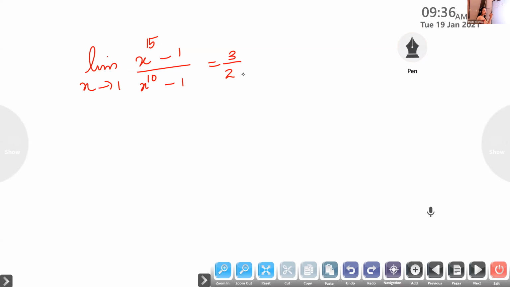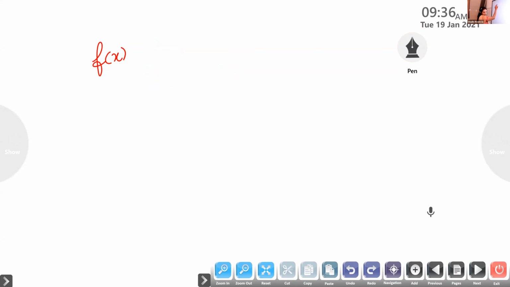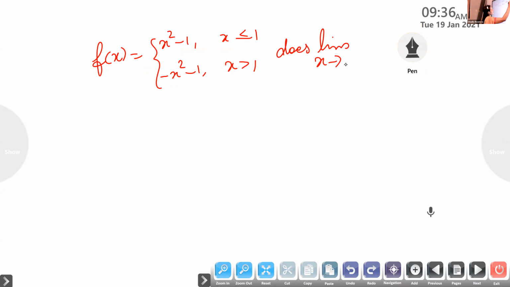Write the question. If f of x is equal to x square minus 1 when x is less than or equal to 1, and minus x square minus 1 if x is greater than 1, does the limit as x tends to 1 of f of x exist?